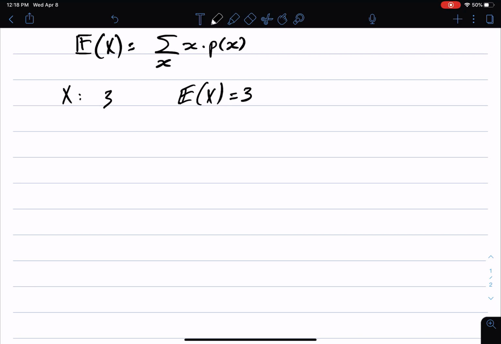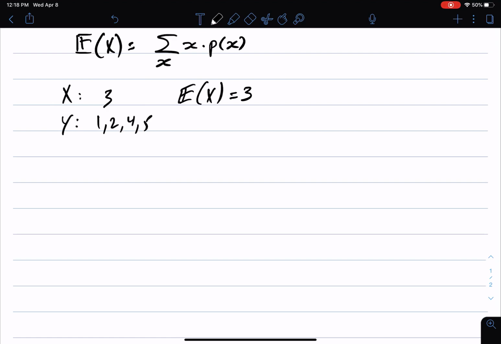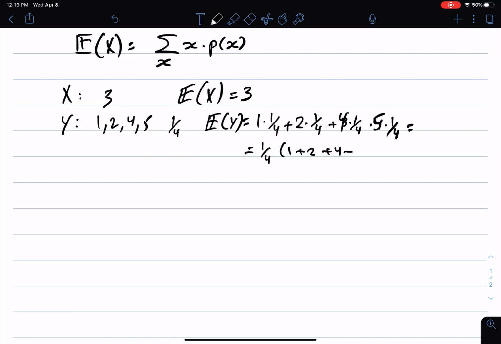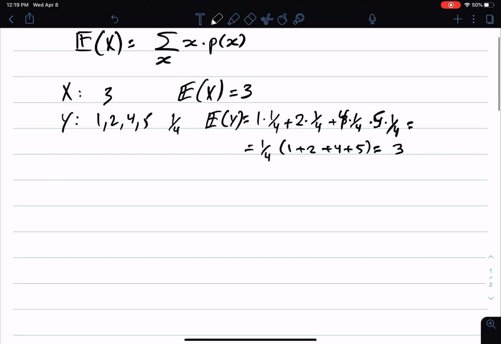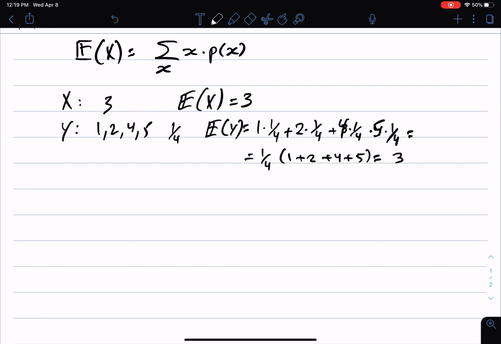Now, imagine that you have another random variable, y, that takes the possible values, let's say 1, 2, 4, and 5, each with probability 1/4, okay? So the expected value of y is 1 times 1/4 plus 2 times 1/4 plus 4 times 1/4 plus 5 times 1/4. If you evaluate this, this is 1/4 times 1 plus 2 plus 4 plus 5, and this is 3. So these are two random variables, x and y, that have exactly the same expected value.